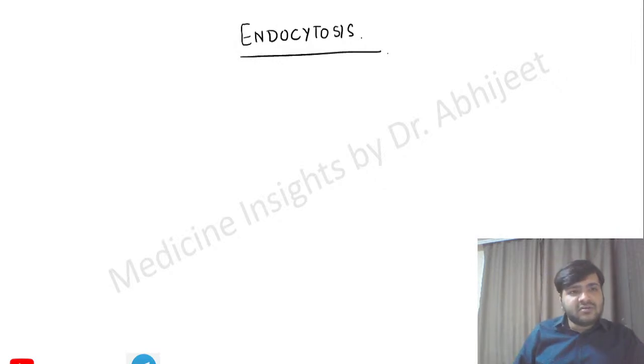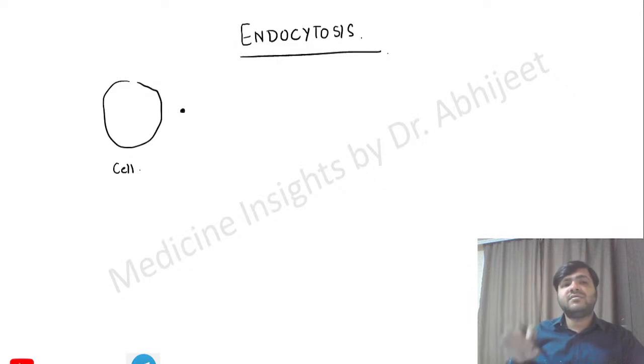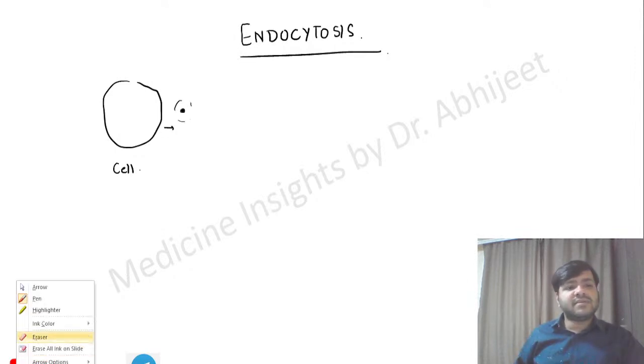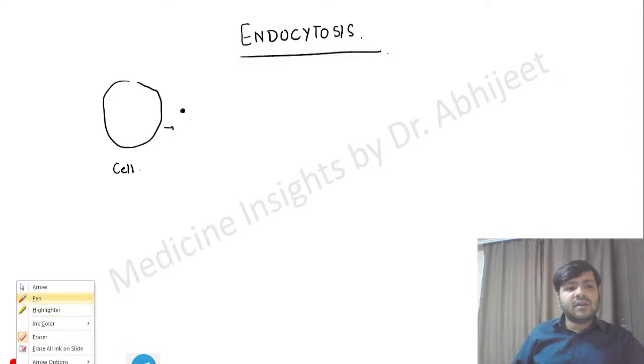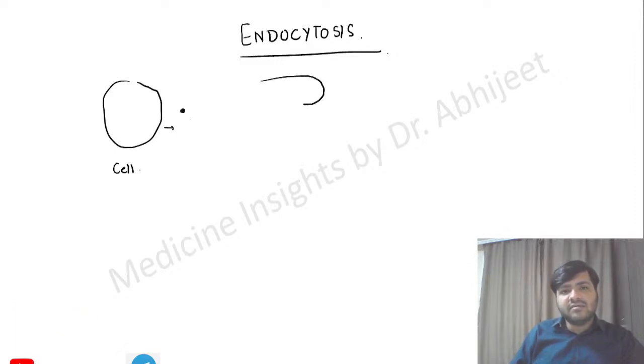Now, guys, for endocytosis, for example, this is a cell, and this is a substance which is present outside the cell. For example, you have heard the term amoeba, right? Amoeba grabs its food through endocytosis. Now, what this cell will do, this cell will move towards this particular substance, try to grab this substance, and try to engulf it.